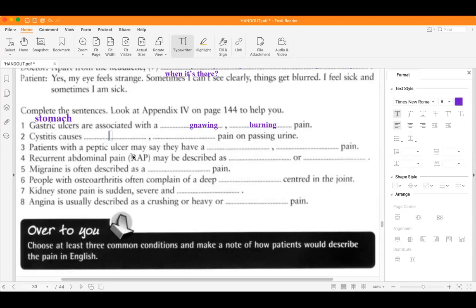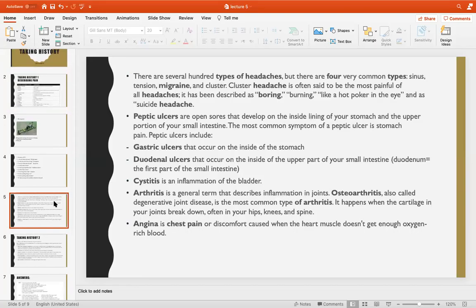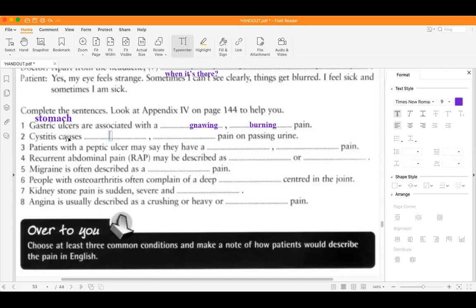Cystitis. What is the meaning of cystitis? Cystitis means inflammation of the bladder. Cystitis causes what and what pain on passing urine? We can say here stinging, like the sting of an insect, and we can say scalding, that is like boiling water.